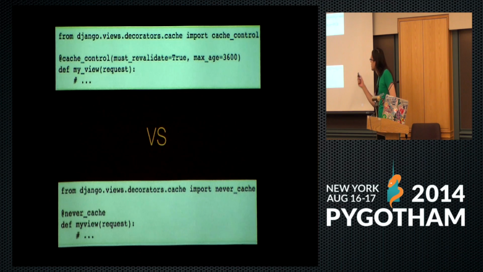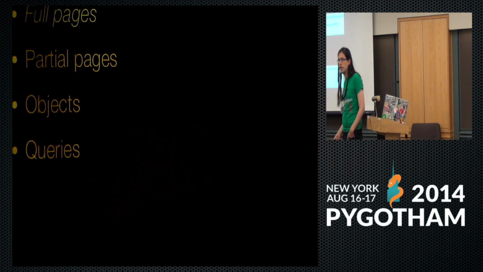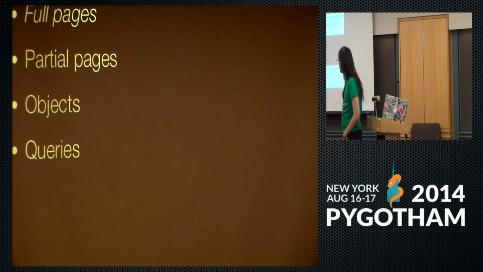So in Django, you actually have a built-in tool to do this. Personally, decorators are one of my favorite things in Python. I love decorators. There is this cache control decorator, and that actually allows you to set, you can see this, must revalidate, max age. Those are things that just directly get piped into the headers when you hit that page. In contrast, you might want to tell something to never cache a particular page, that it can change dynamically. There's also a never cache decorator that you can add to a view in Django.